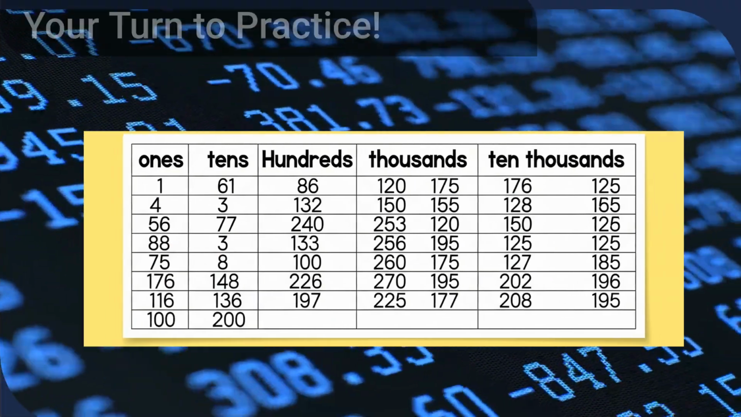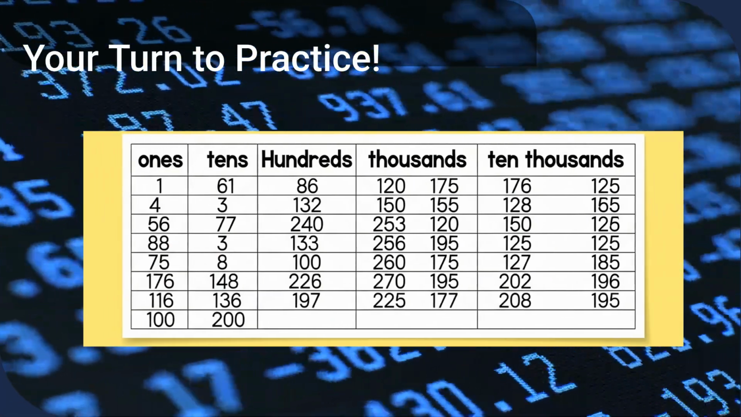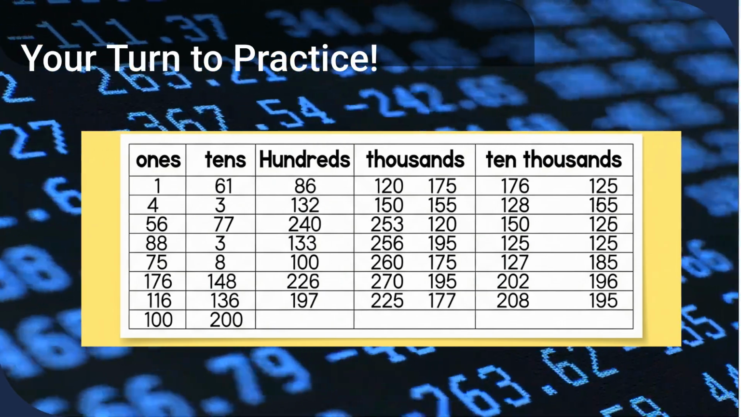Let's do a quick activity to check your understanding. Look at the number on the screen. Can you identify the place value of the highlighted digit? Now it's your turn. Here are a few practice questions. Pause the video and try to identify the place value of the highlighted digit in each number. Take your time and remember what we've learned.